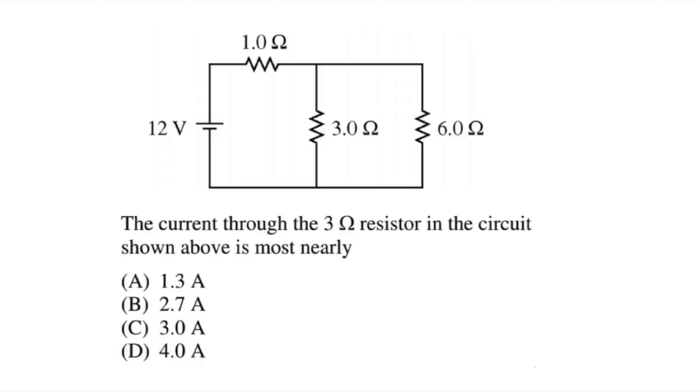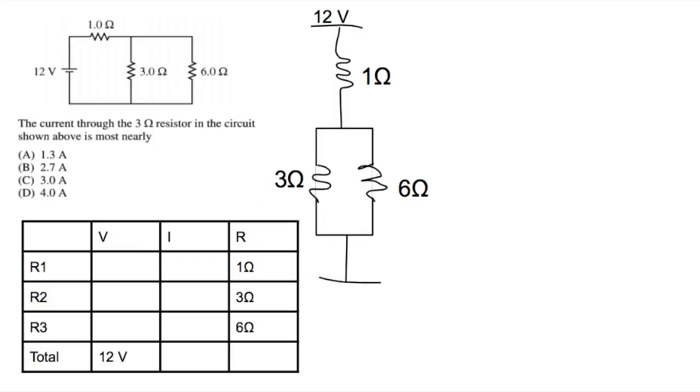That's what we will be solving for. So the first thing I'm going to create is a VIR chart, and I notice that we have 3 resistors, so I will make the 1 ohm the first resistor, the 3 ohm the second resistor, and the 6 ohm the third resistor, and I just plug those in on the resistor part of the VIR chart. And then I notice that we also have a 12 voltage, so I put that in on the total part of the voltage on the VIR chart.